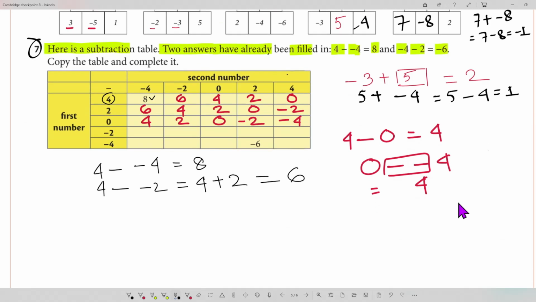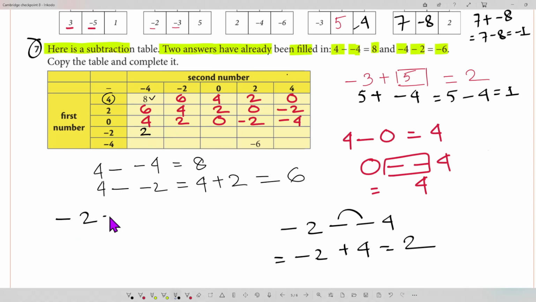Next, minus 2, minus and minus 4. So let's check in here. Minus 2, then minus 4. So here minus 2 will be unchanged, minus and minus will be plus, and here is 4. Minus 2 plus 4, 2. So here is just 2. Minus 2, minus and minus 2. So same simple thing, minus 2 minus minus 2. So minus 2, minus and minus plus, then 2, it will be 0. So here is 0.